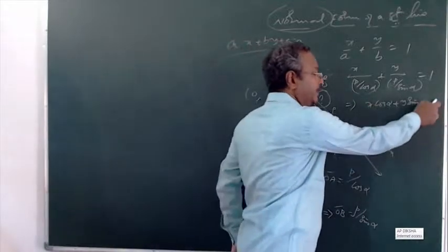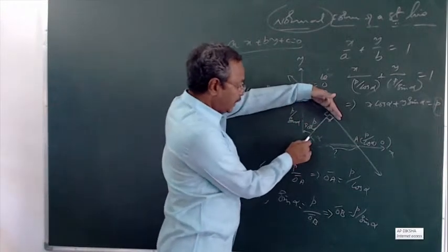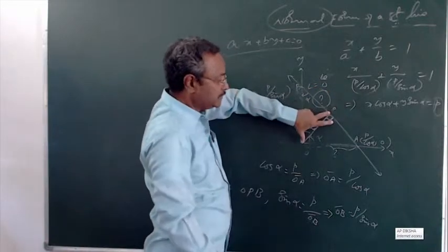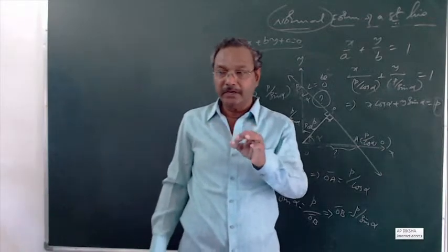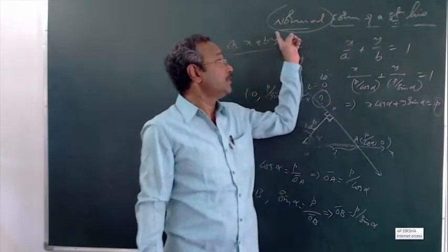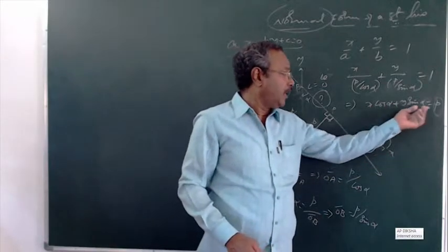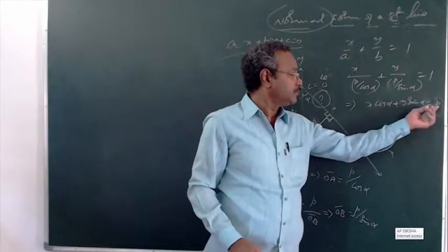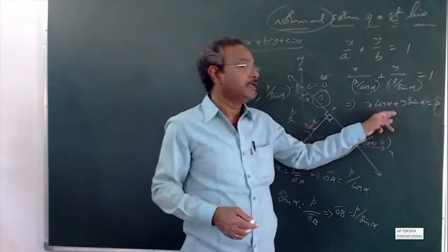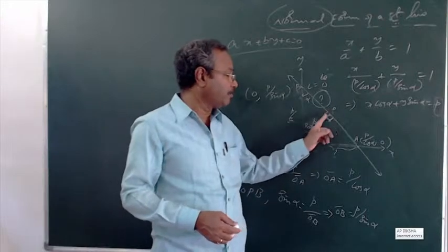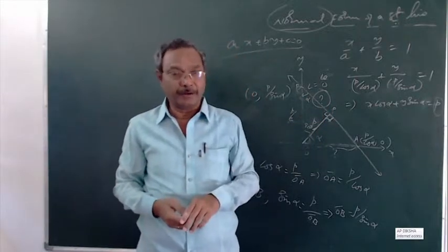But here, this p is the length of the perpendicular from the origin to the straight line. This is the straight line. Draw a perpendicular from the origin to the straight line. This is the length of the perpendicular. So, mind you, whenever you are writing the equation of the straight line like this, it is called the equation of the straight line in the normal form. Why? Because these quantities, p and alpha, are the hints given to you to find the equation of the straight line. They are the information regarding the normal to the straight line, a normal from the origin. That's why it is called the normal form.